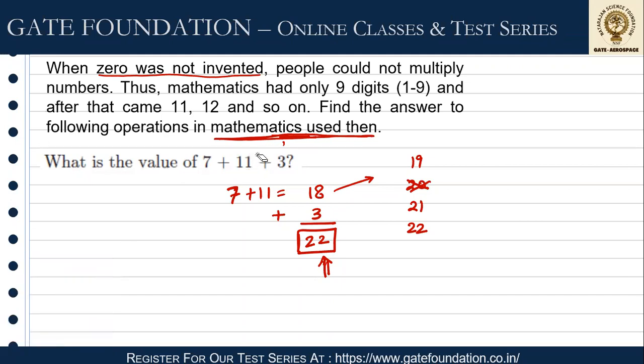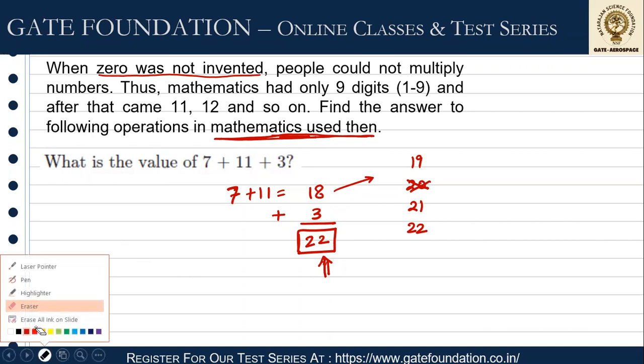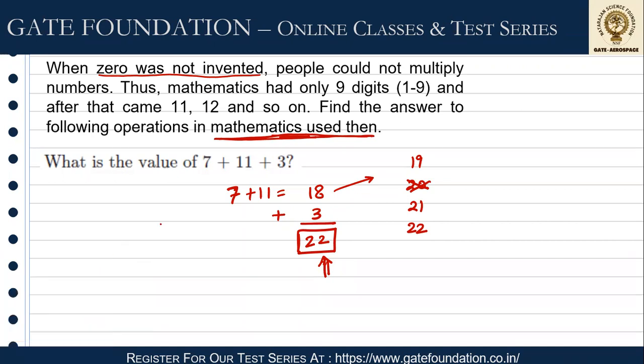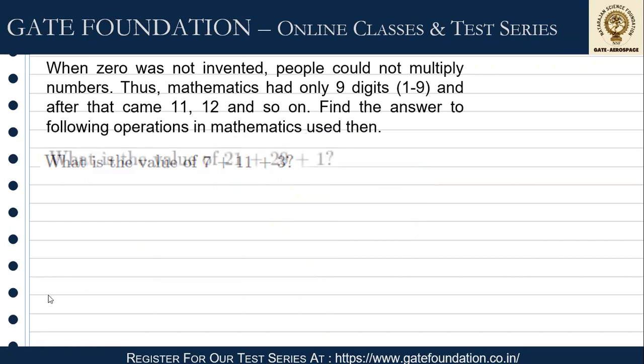Okay, understood, sir. Whatever expressions they have given, by default they are skipping 0, so we are not supposed to consider that. Right, let's move on to the next one. Let's try to solve this question. Try to solve this one.